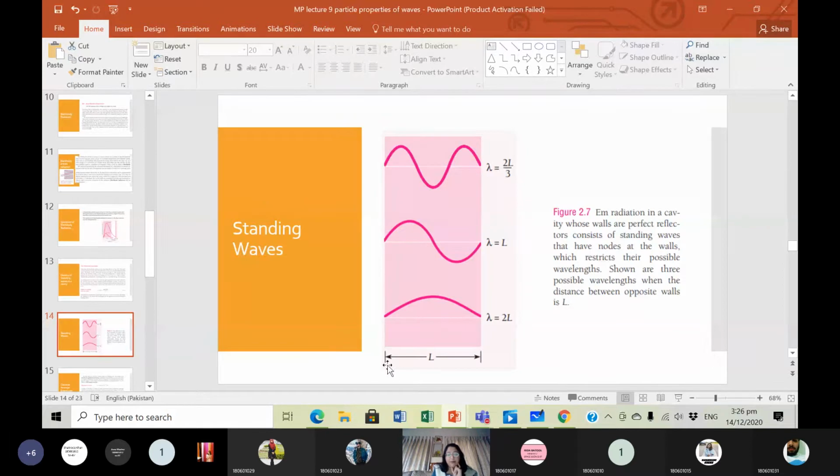If the cavity has a length, you can call this the width of the box, it's L. And then we have the wavelength, lambda, of the standing wave. Then obviously this is half of a wavelength, right? L over here is equal to lambda by 2. Therefore, we would get lambda equals 2L. In this situation, we have lambda equals L, because one perfect wavelength is equivalent to this length L. Over here, we have lambda equals 2L over 3, because 3 by 2 times lambda equals L. That's why we have this, okay?